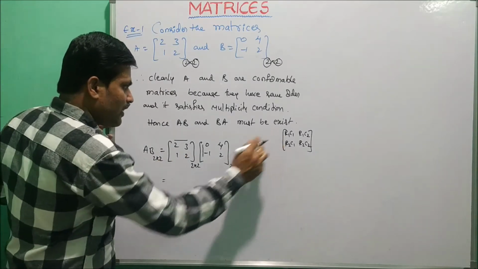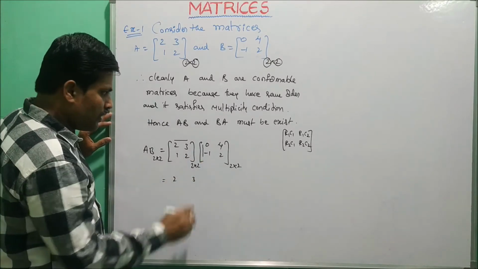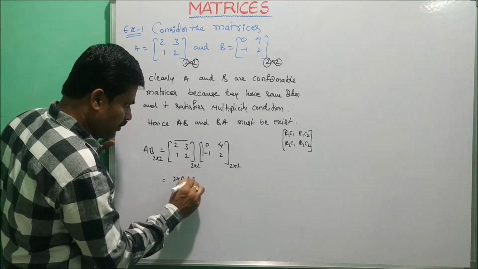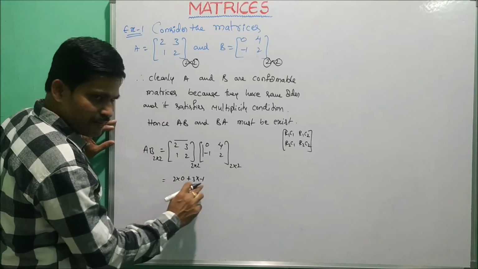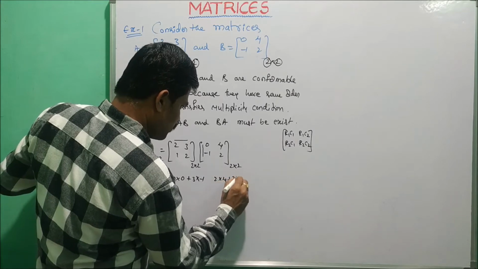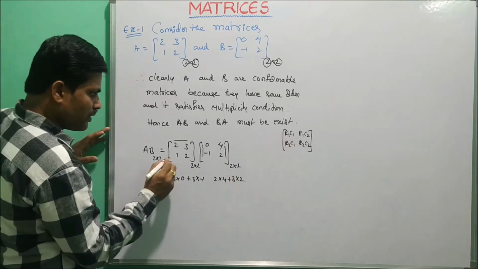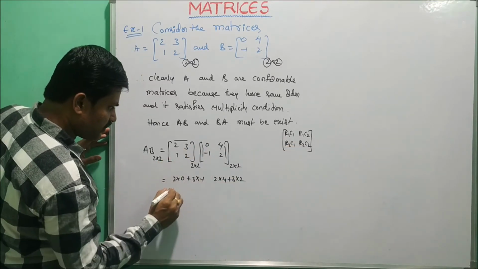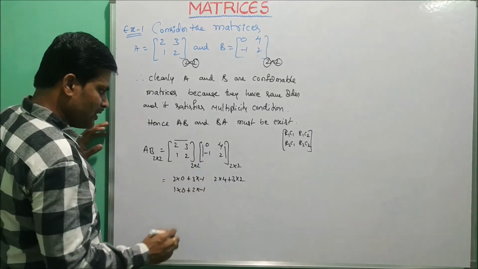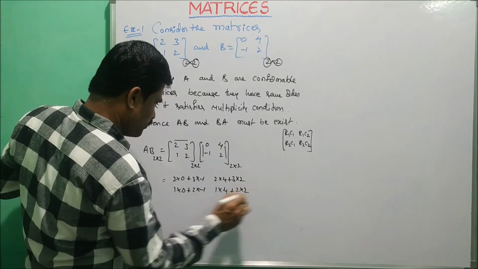Here first we take R1. So 2, 3 into the first column: 2 into 0 plus 3 into -1. This is the first element. Similarly, we write 2 into 4 plus 3 into 2. First row, second column. Next, R2C1. R2 is 1, 2. C1 is 0, -1. So 1 into 0 plus 2 into -1. Similarly, we write 1 into 4 plus 2 into 2.